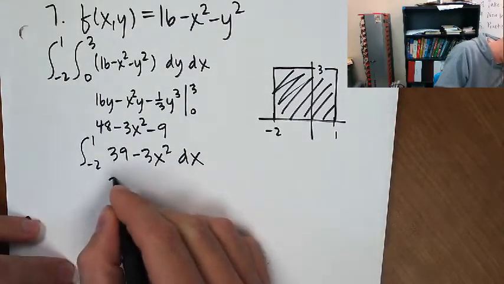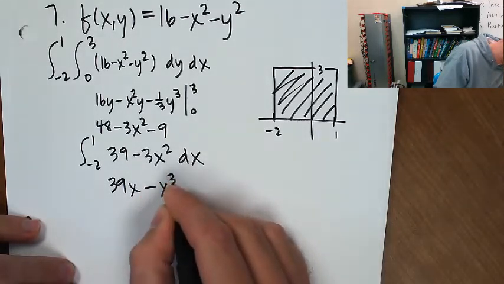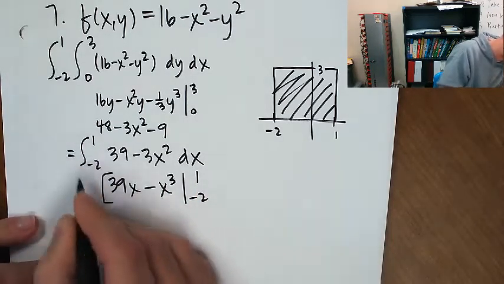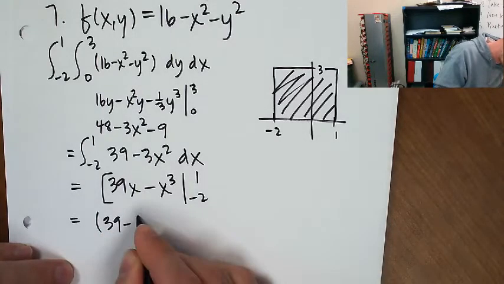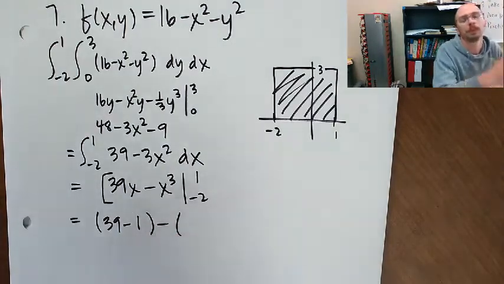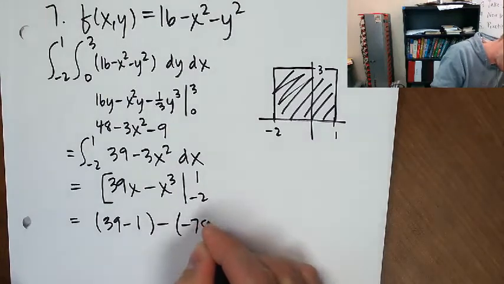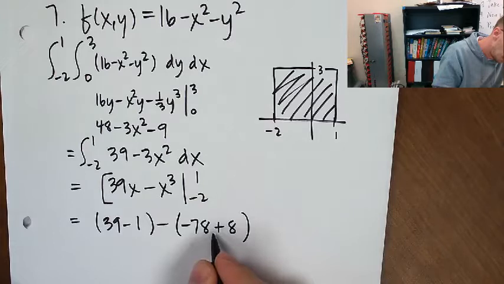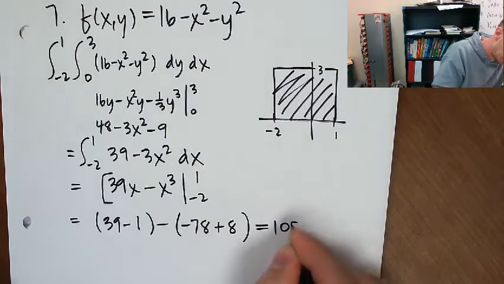Okay, so an antiderivative for 39 with respect to x is 39x, and then minus x to the 3 as x runs from -2 to 1. All right, so this will be 39 minus 1 to the 3 is 1, minus negative 78, minus negative 8, which would be plus 8. Okay, so that's negative 70. So I'm adding 70 to 38, and I believe that that's 108.